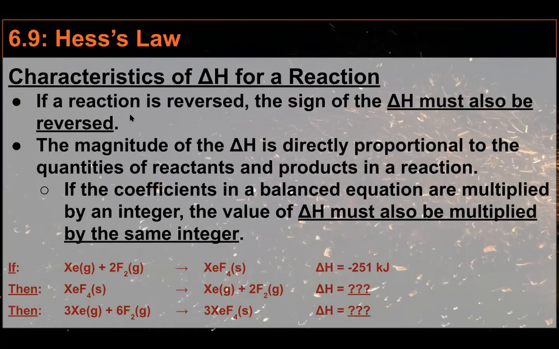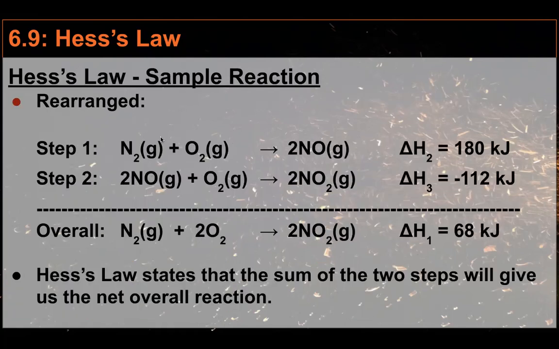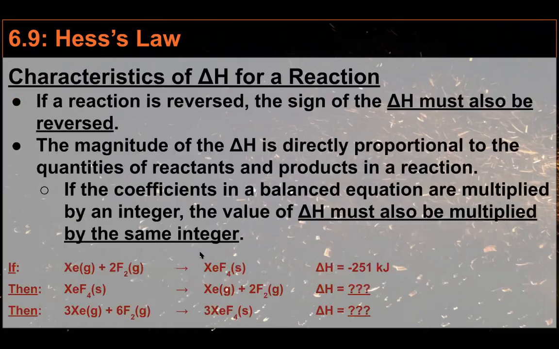Sometimes it's not going to be quite as easy as what we have back here. These were already oriented the right way. N2 plus O2 yields 2NO. 2NO plus O2 yields 2NO2. They're already oriented the right way. That is not always going to be the case.